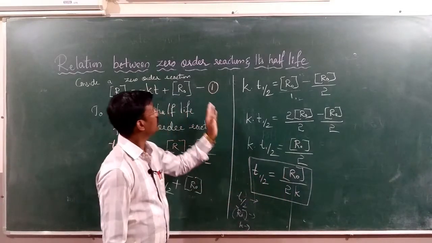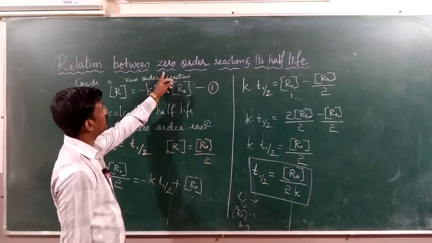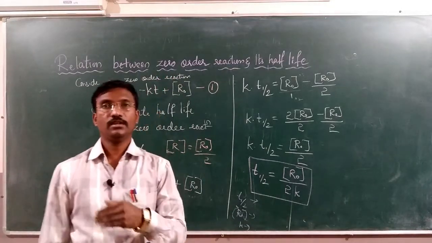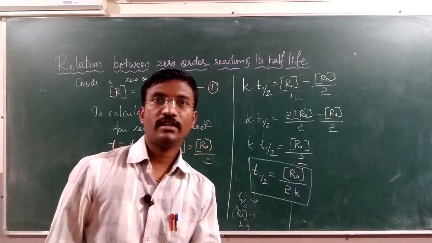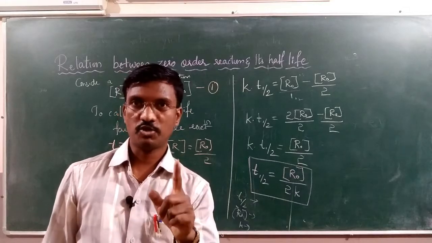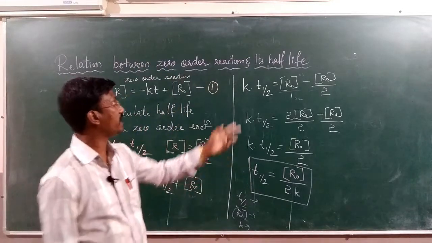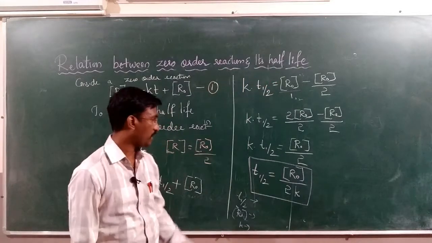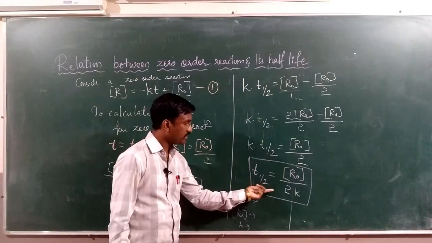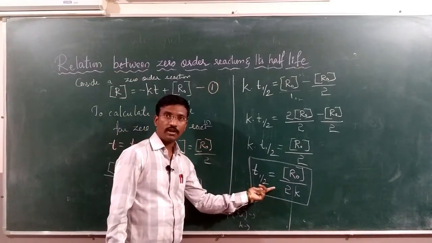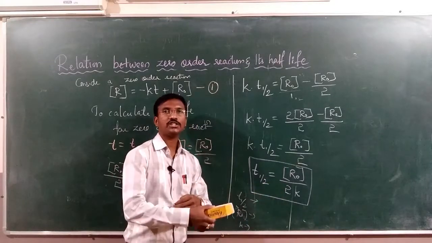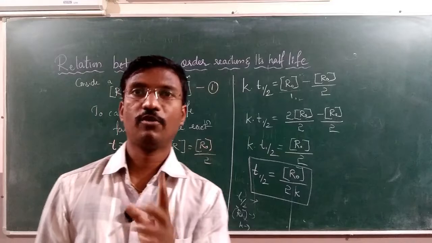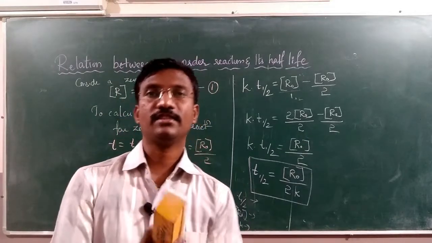The same we are calculating here for the zero order reaction. Similarly, next we are calculating the integrated rate equation for first order reaction, and first we are relating it to the half-life of the reaction. This is the relation for zero order reaction and its half-life, and next in the video tomorrow we are discussing the integrated rate equation for first order reaction and its half-life.